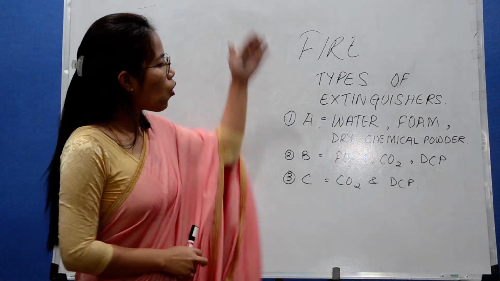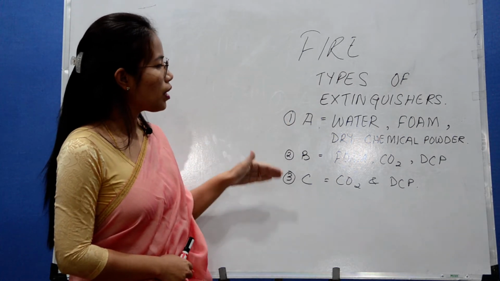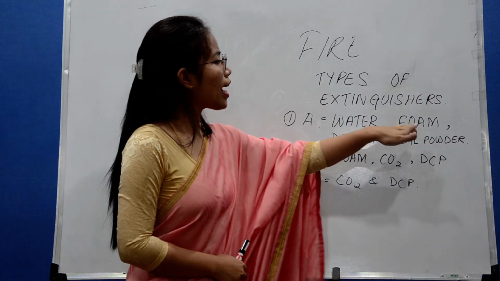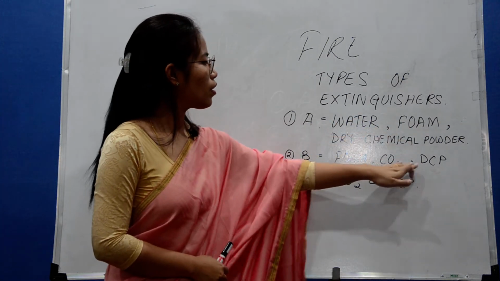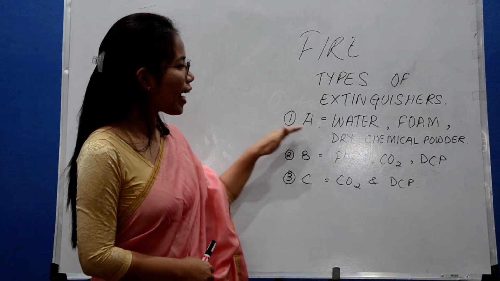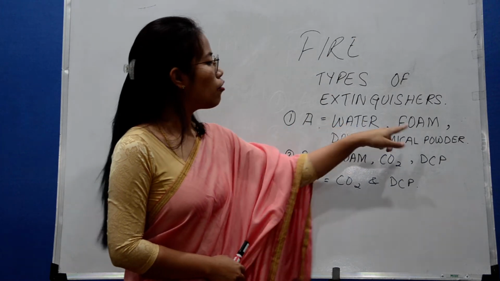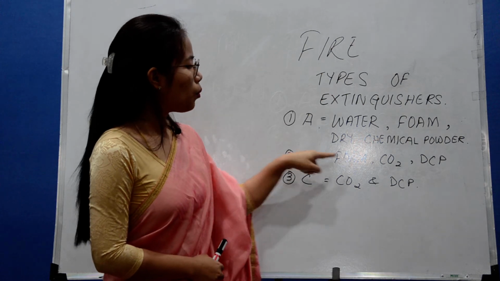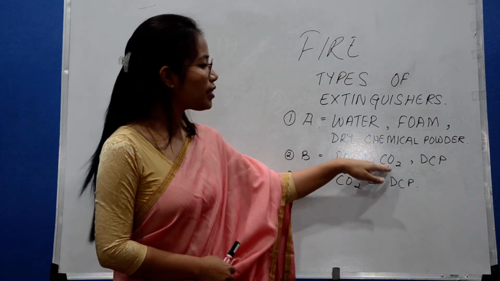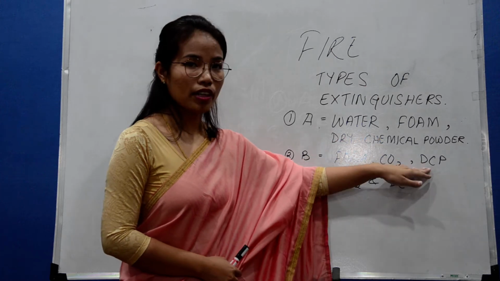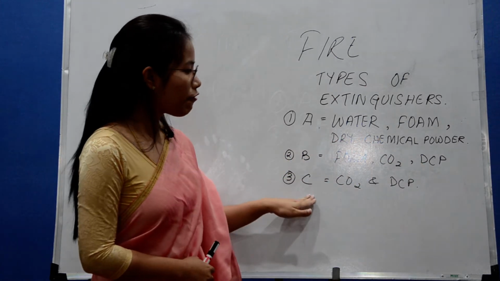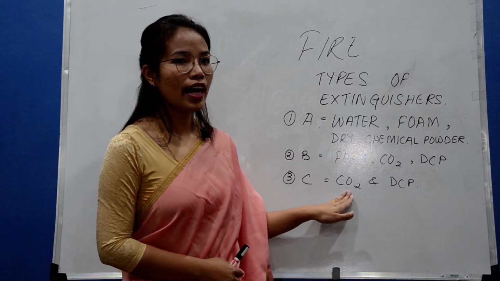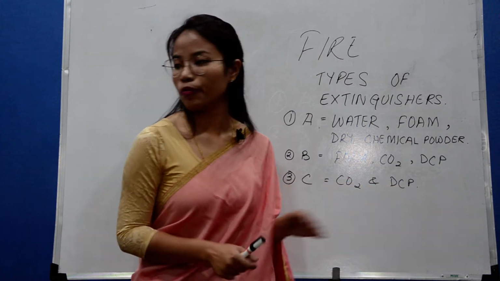So for different types of fire, we can use certain extinguishers only. So kindly note, for type A, we can use water, foam and dry chemical powder. For type B, we can use foam, carbon dioxide and dry chemical powder. For type C fire, we can use carbon dioxide and dry chemical powder.